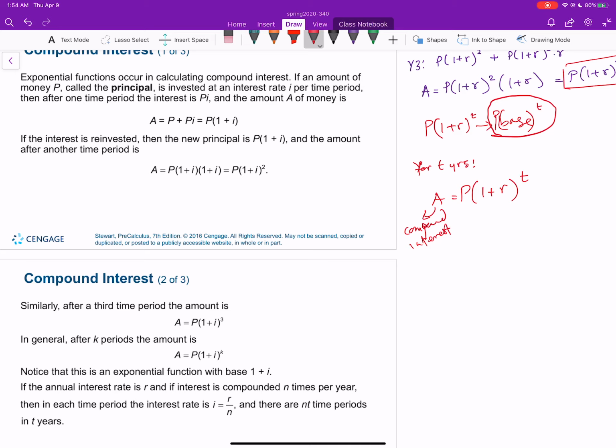So if you think about what's going to happen to the interest, you have to divide the interest by 4 so that they can invest that. And that's going to happen 4 times in a year.